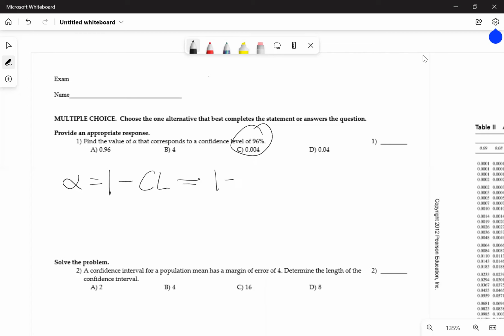So that's 1 minus 0.96. I got to turn the 96% into a decimal. Therefore, alpha in this case is 0.04. 1 minus 0.96, so alpha is 0.04.